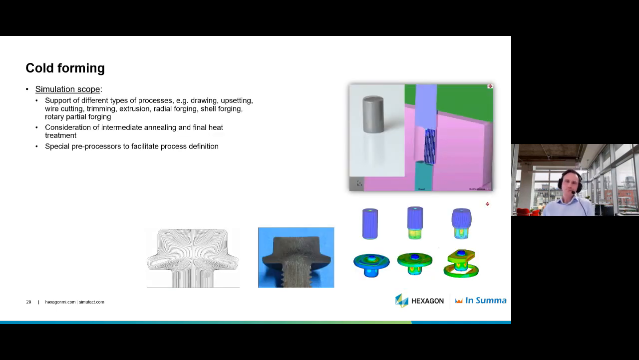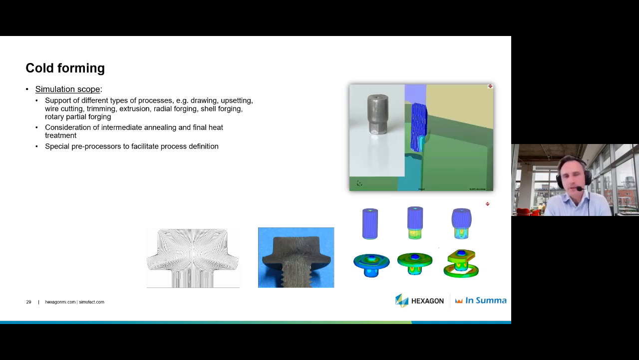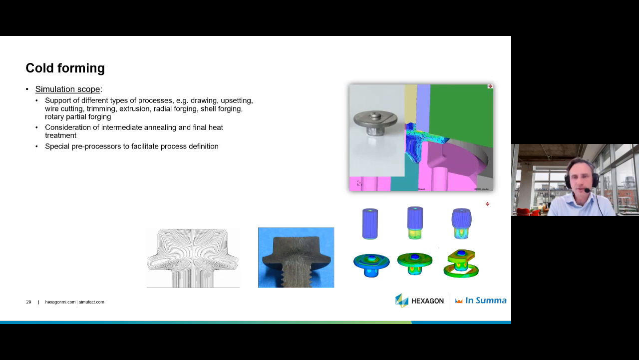Going into cold forming, which is another type of bulk metal forming technology, which is used to produce all sorts of complex geometries, like you see on this screen, some kind of fasteners.